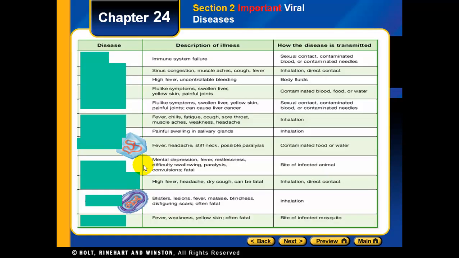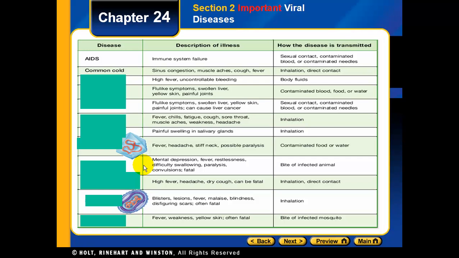Okay, so other important viral diseases is the chart in your book for chapter 24. So the ones, it's describing it there, and it's also telling you how it's transmitted. So when the immune system fails, that is called AIDS. That's transmitted by sexual contact, contaminated blood, or contaminated needles. The next one, sinus congestion, muscle aches, cough, fever. You get it by inhalation and direct contact. That is the common cold.